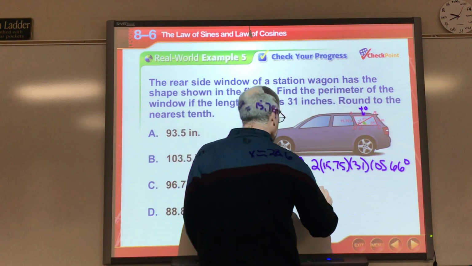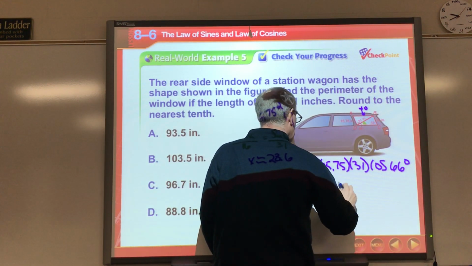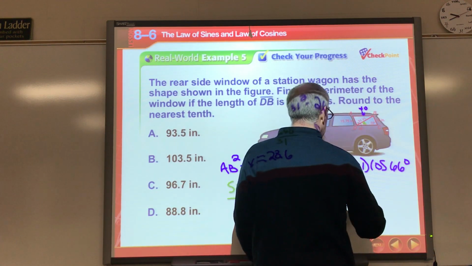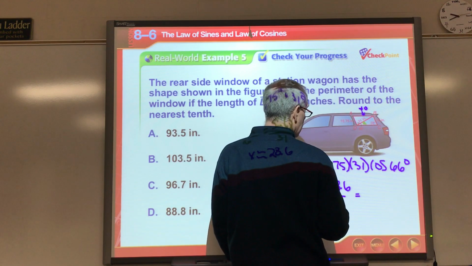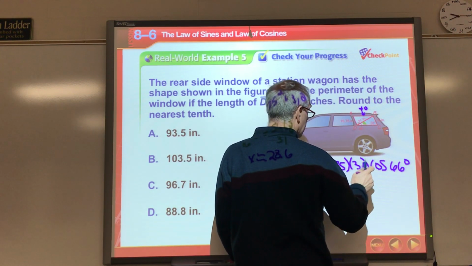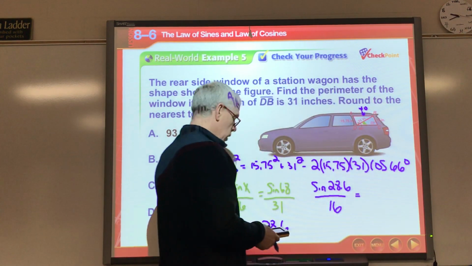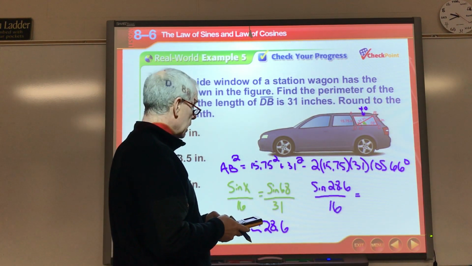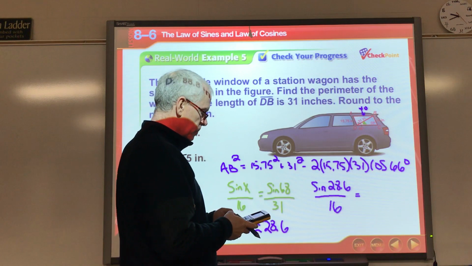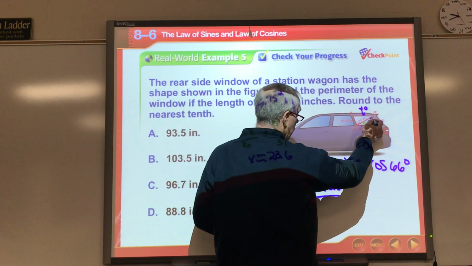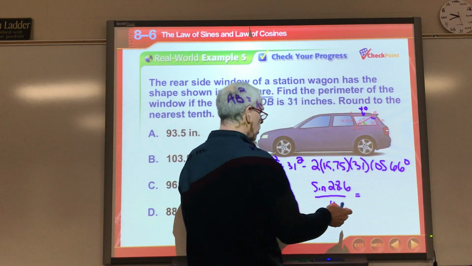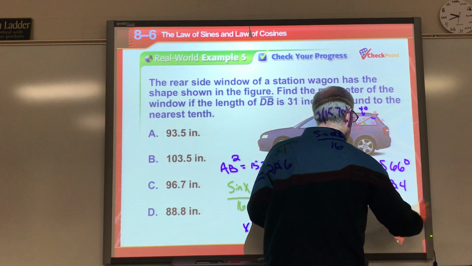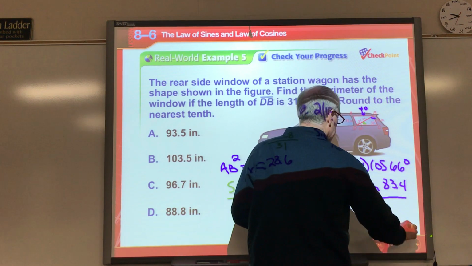Now that I know that, I can say that the sine of 28.6 over 16 is equal to, okay, let's subtract from 180 here. So I got 180 minus 28.6 minus the 68 that I've been given. So this angle right up here is 83.4. So now I can go the sine of 83.4 over x.